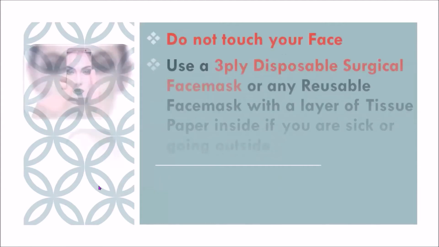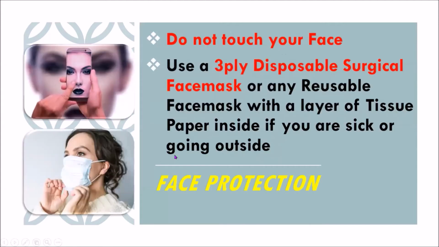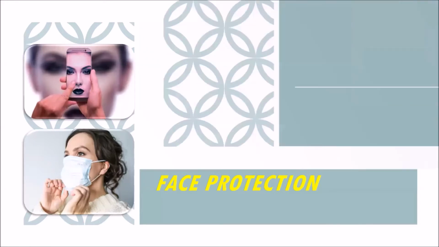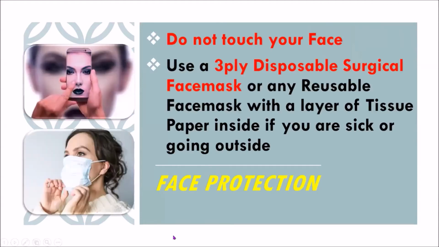And always wear a 3-ply surgical mask if it is possible, or otherwise you can use a reusable face mask. If you are using a reusable face mask, always use a paper or kitchen tissue inside that as a double protection. So that will be better, then you don't need to use an N95 mask. So there is no need for an N95 mask in the community. This is a very important message. So always go for a 3-ply disposable surgical mask if you are getting it. Otherwise, use any kind of cotton mask which is reusable, but use a layer of tissue inside that.